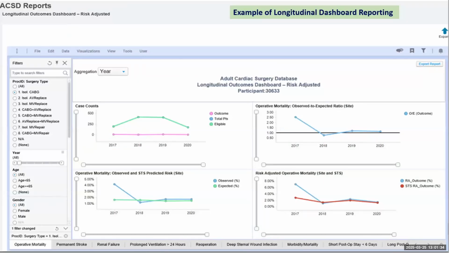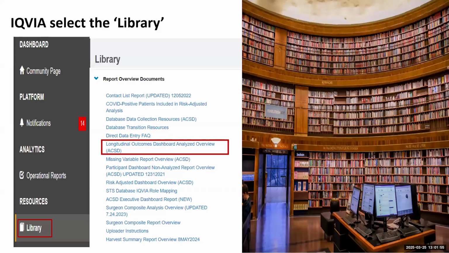When you open up the longitudinal dashboard reporting, this is just an example of what it looks like. You can see how you can go to different sections, mortality versus stroke versus renal failure versus deep sternal wound. It's very interactive and has some really nice graphics that I like. If you need more information on how to navigate the longitudinal dashboard, if you go into the IQVIA library, they have a nice resource in there for you.